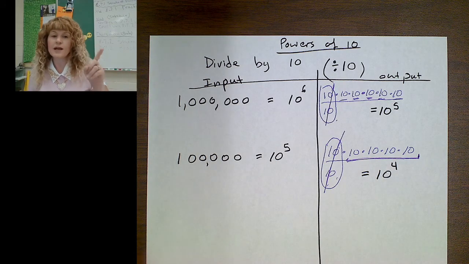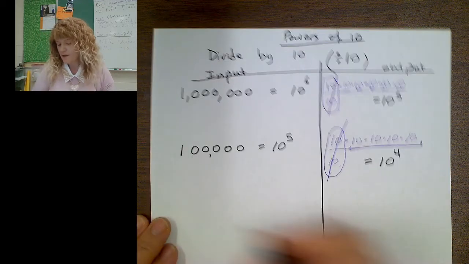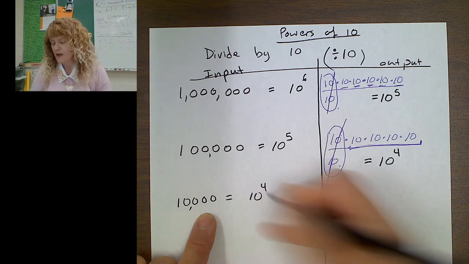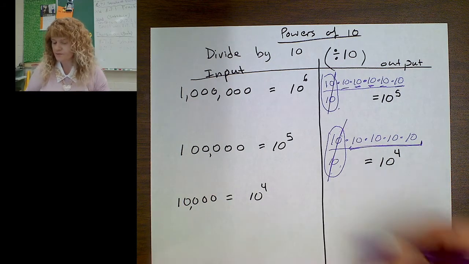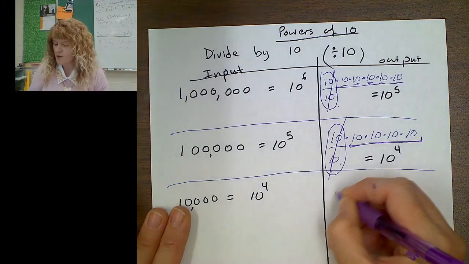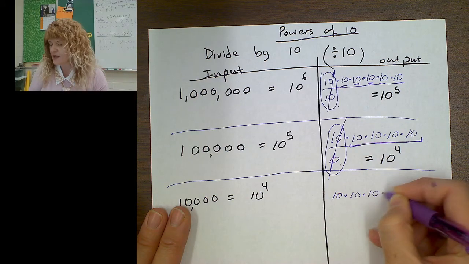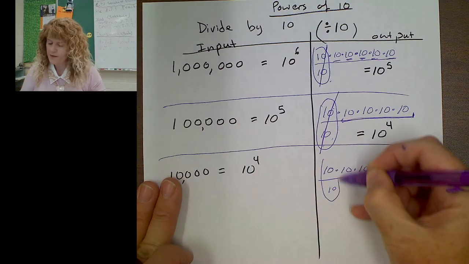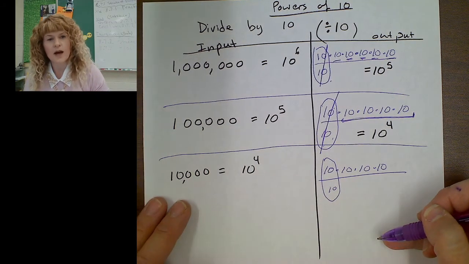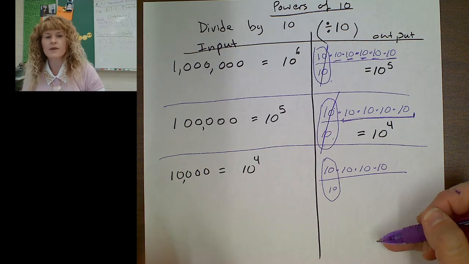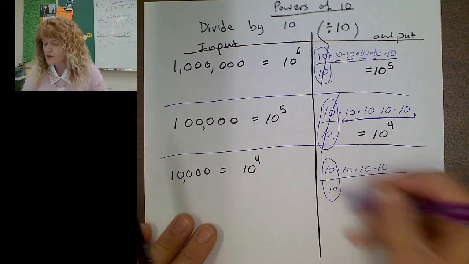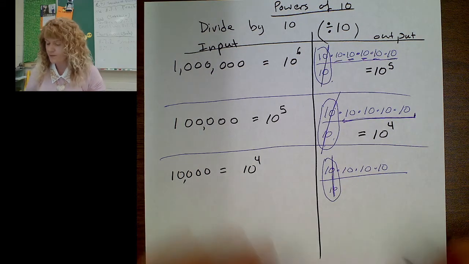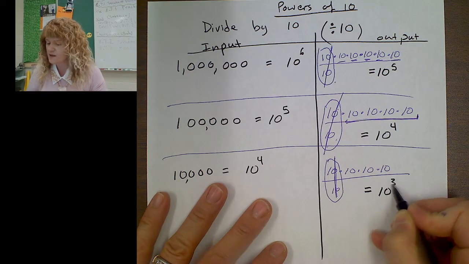I'm only going to do this one more time, and then you should recognize a pattern. So I'll take 10 to the 4th, which is 10,000, and I'm going to divide that by 10. So I'll write it out to show it. 10 times 10 times 10 times 10 divided by 10. One of the 10s in the numerator cancels out with the 10 in the denominator because 10 divided by 10 equals 1. So if this equals 1, then 1 times the rest of the number doesn't change the value. Now you see that's 10 to the 3rd.